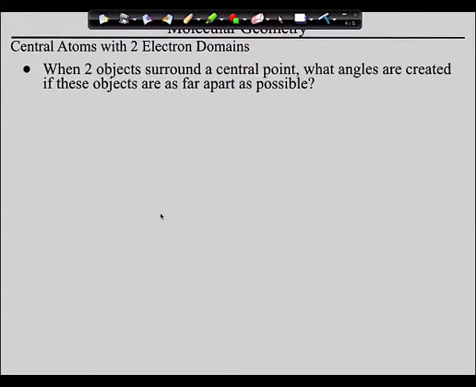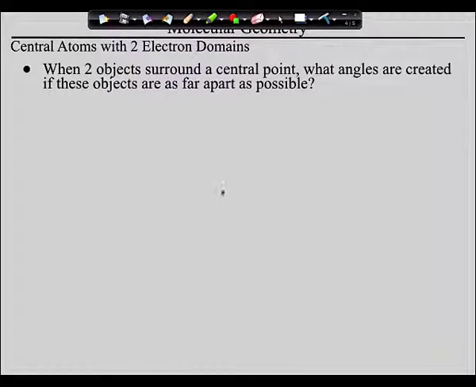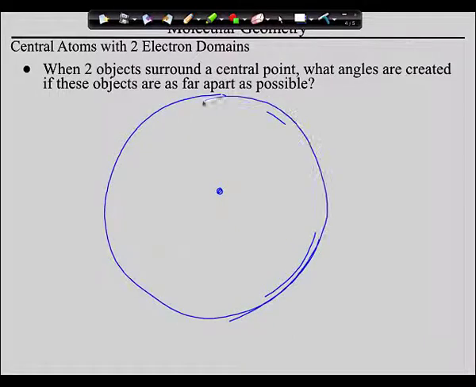Last one. 2 objects around a central point. Let's see if my board does better. So guys, let's go. Okay, central point. There we go. Draw a circle. Switch colors.